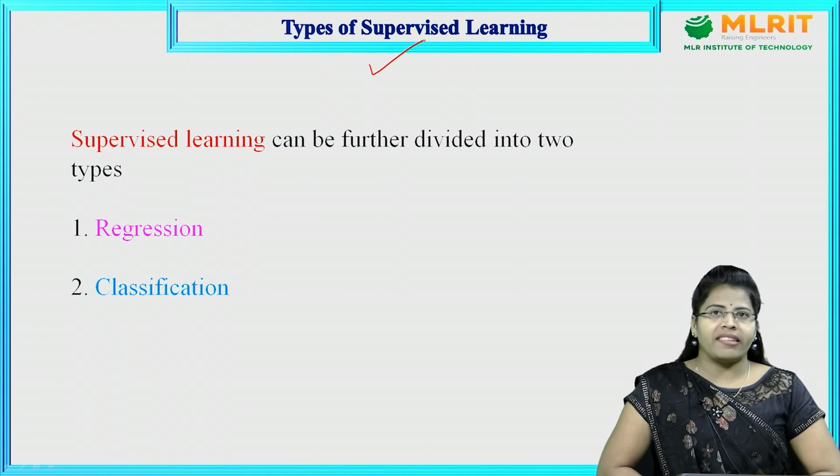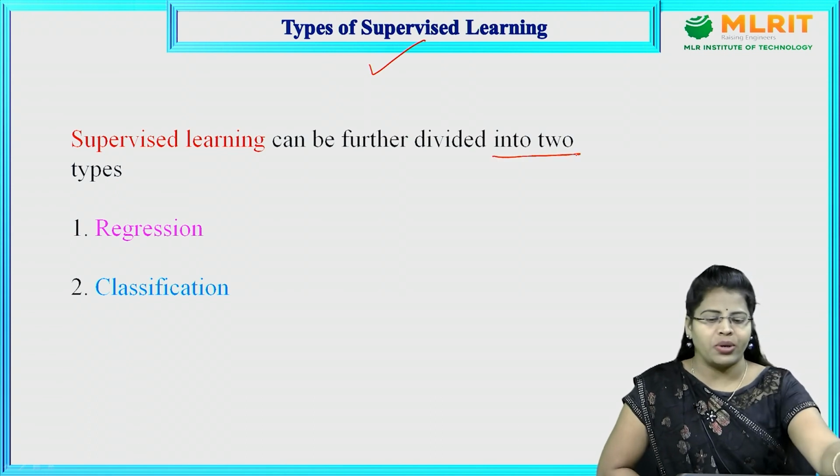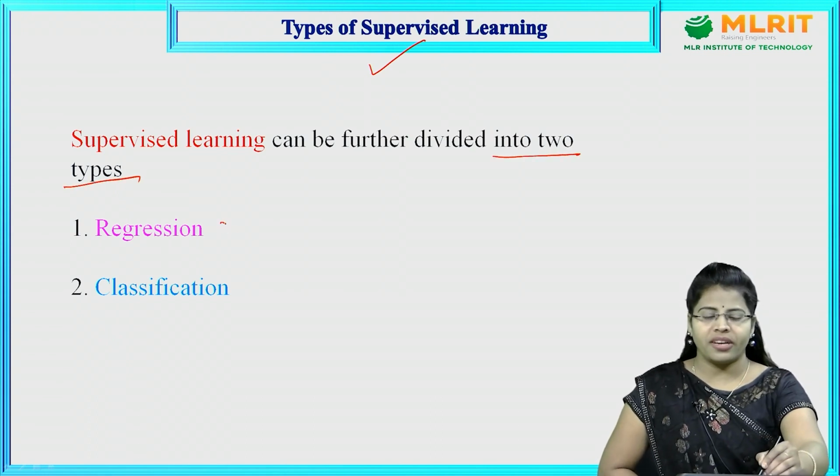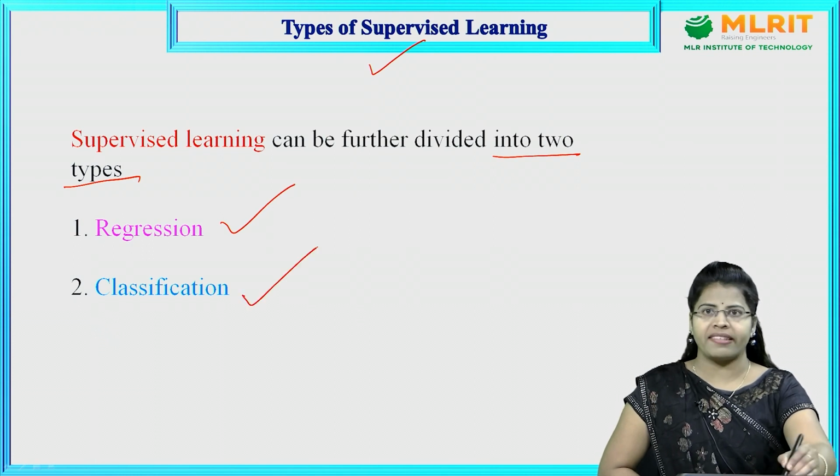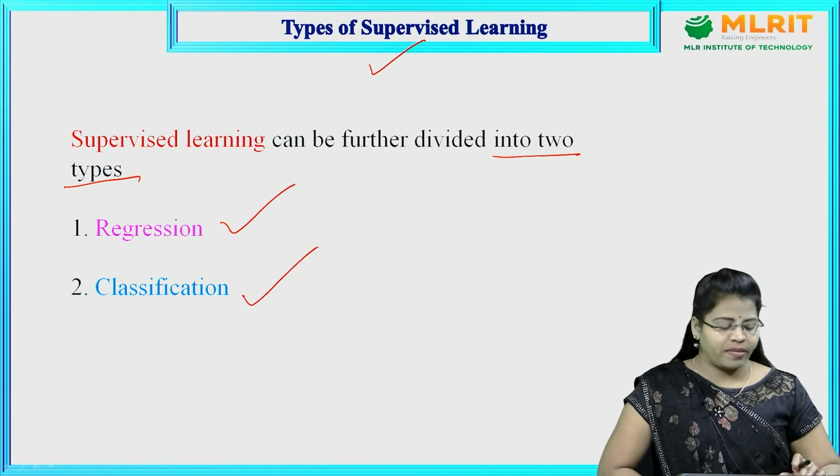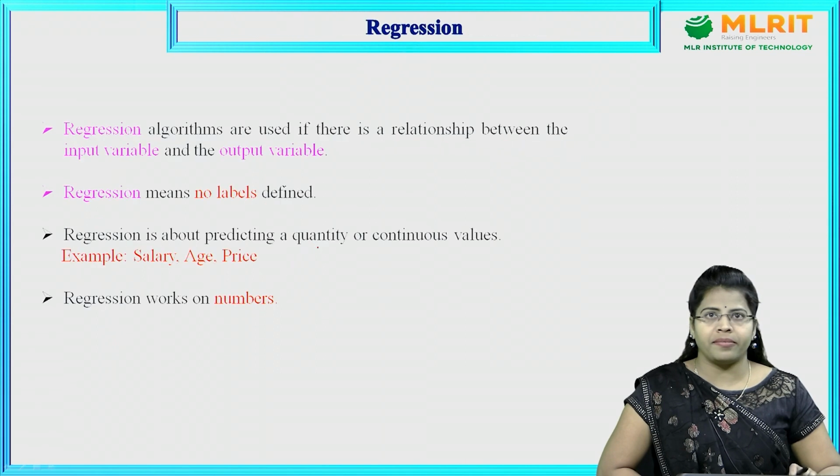Coming to types of supervised learning. Supervised learning can be further divided into two types. The first one is regression and the second one is classification. Let me explain in detail.